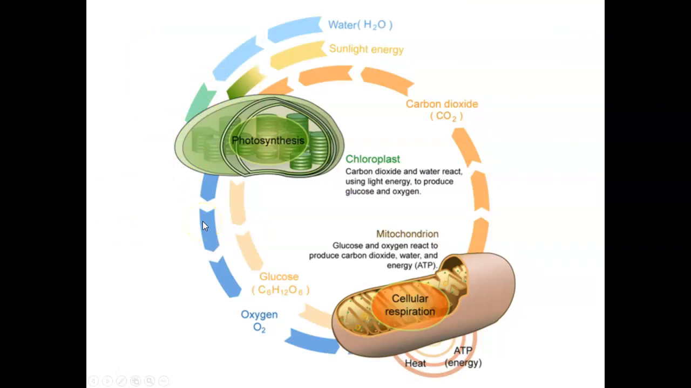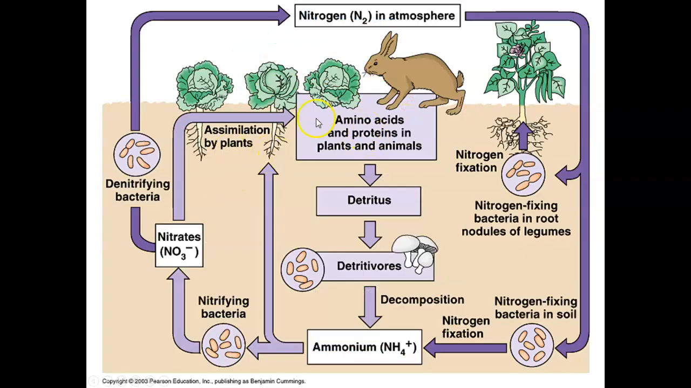Another thing that you're seeing there is animals and plants that die can be broken down by detritivores. Microbes can be detritivores. Also, there's fungi that are detritivores, and even some helminths that are detritivores. And they can break down organic waste into ammonia again, and ammonia can then be converted to nitrates or be denitrified back to nitrogen gas.